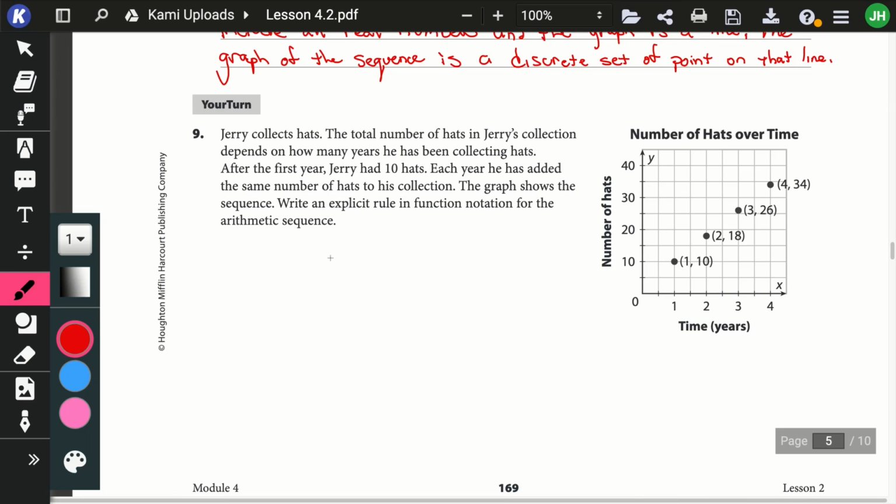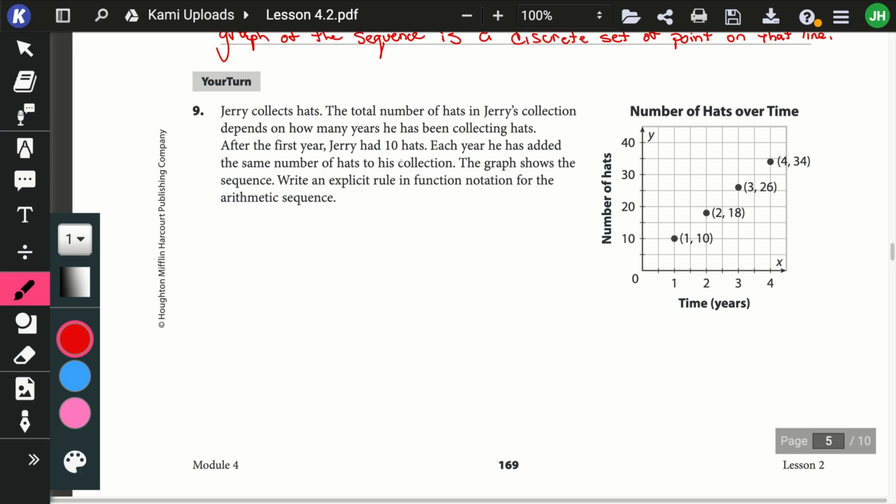Jerry collects hats. The total number of hats in his collection depends on how many years he has been collecting hats. After the first year, Jerry had 10 hats. Each year, he added the same number of hats to his collection. The graph shows the sequence.